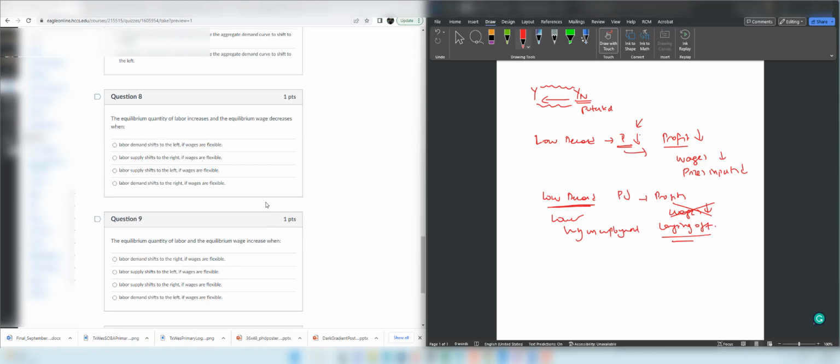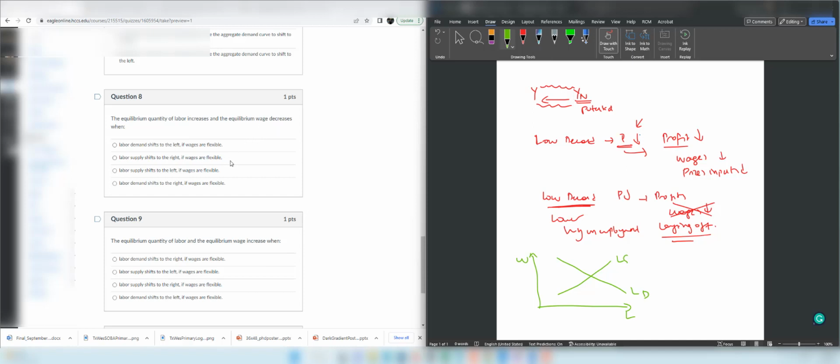Number 8. The equilibrium quantity of labor increases and the equilibrium wage decreases. So we need to check here the market for labor, and we have the wage, we have the labor here. This is the labor supply, this is the labor demand. And the equilibrium quantity of labor increases and the equilibrium wage decreases. First of all, wages should be flexible. Why? Because if wages are not flexible, we do not see a decrease in wage.